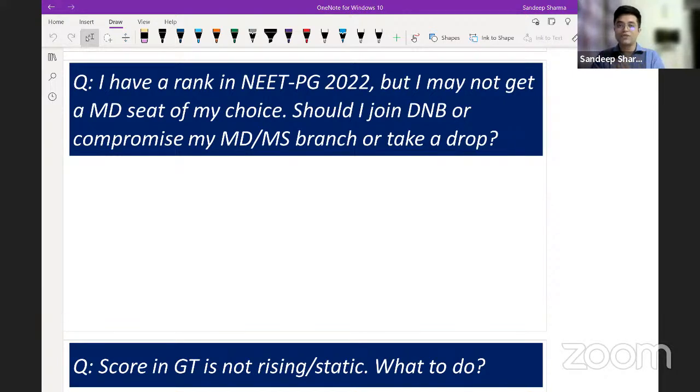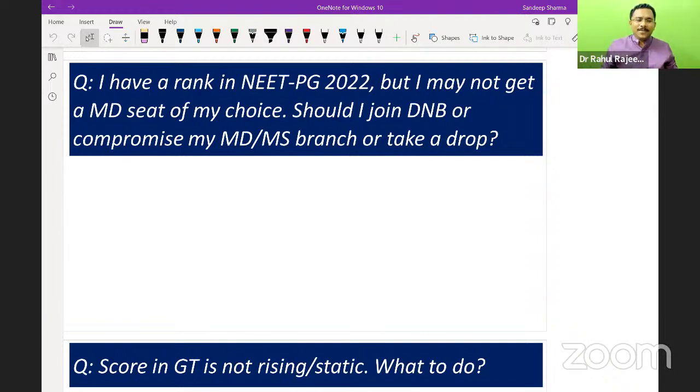Now, there are a lot of students who will be getting good ranks, but they may not be able to get, say, MD radio diagnosis or MD medicine or MD pediatrics. So now they are in a dilemma. Should we compromise a branch? Should we go towards DNB? Should we take a drop? Sir, your take on this.